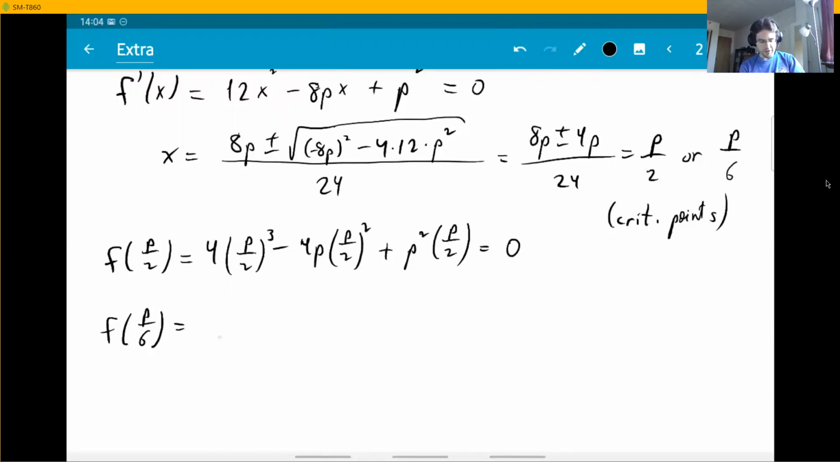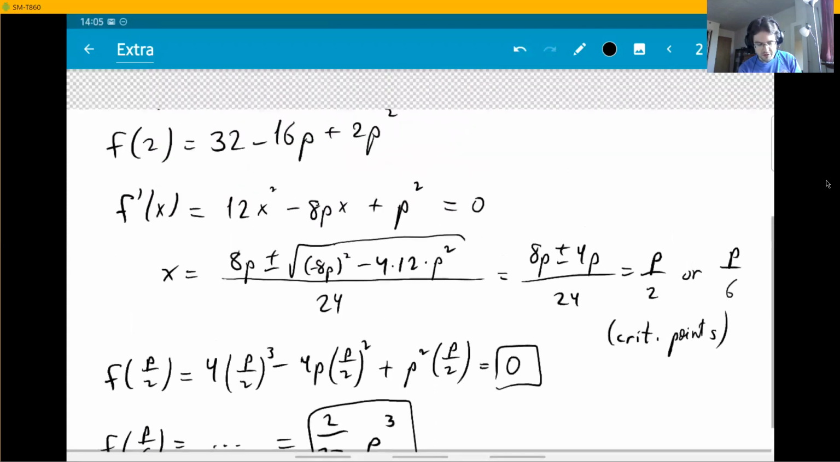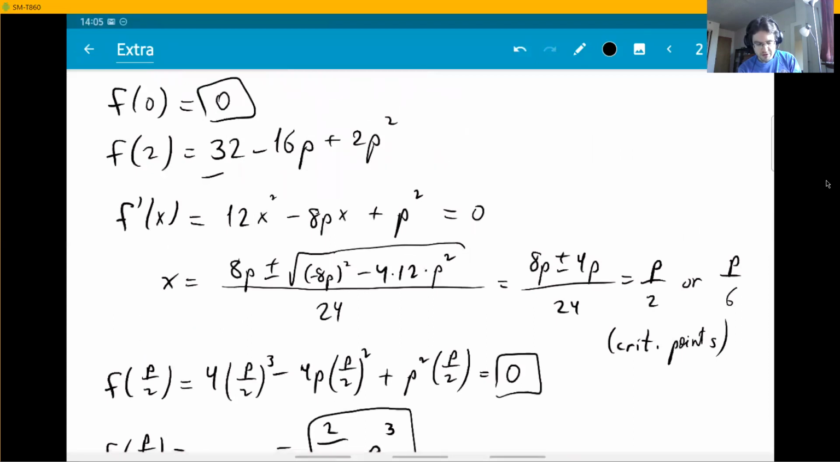So you do a similar thing for the other one, f of p over 6. This one will give you an actual number. Once again, the powers of p will all combine and give you just a p cubed, but the numbers turn out to give you 2 over 27. Try this for yourself. So I'm going to circle these as well as the other two values that we found. These are all candidates for being the max.